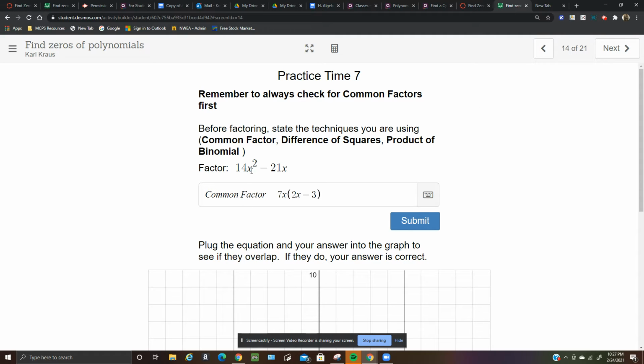Slide 14 has a common factor, 7x. 14x squared divided by 7x is 2x. And then 21x divided by 7x is 3. And this is a minus, so I put a minus there.